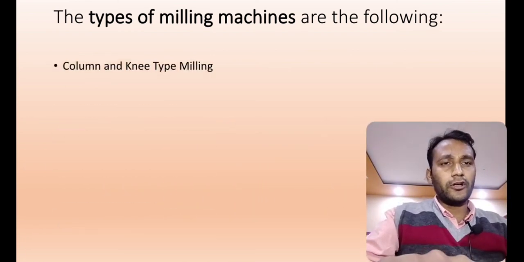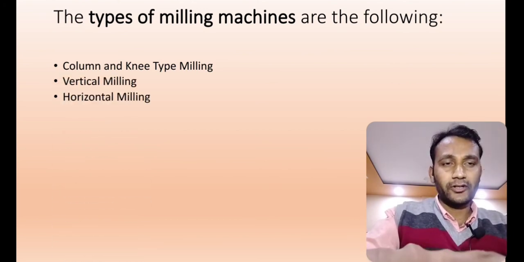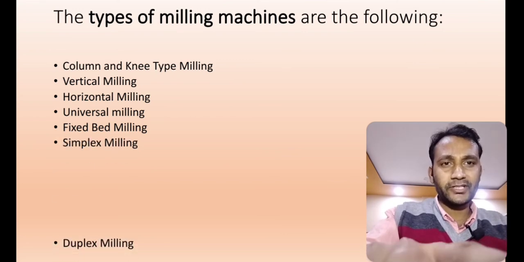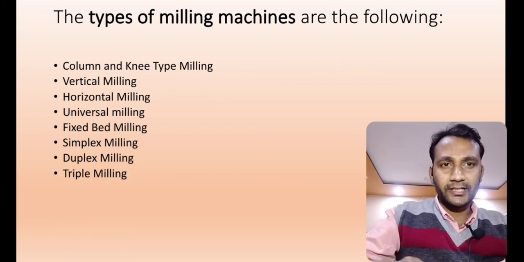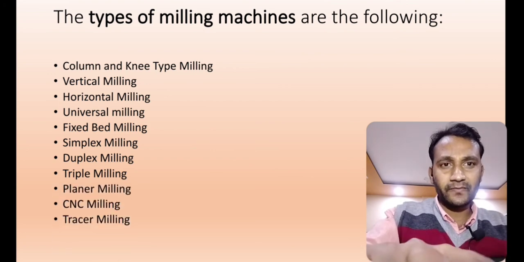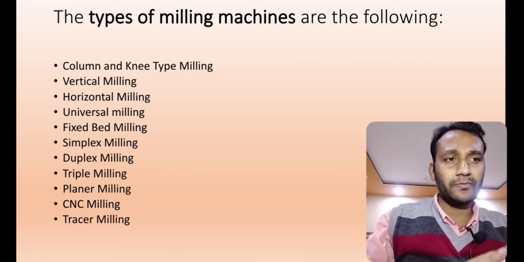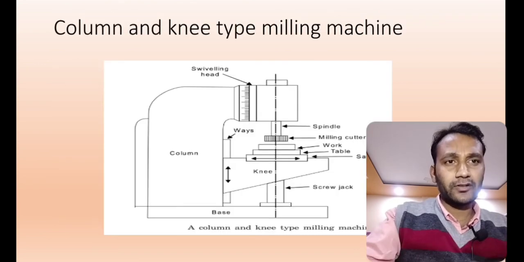First is the column and knee type milling machine, second is the vertical milling machine, third is the horizontal milling machine, fourth is the universal milling machine, fifth is the fixed bed type milling machine, sixth is the simplex milling machine, seventh is the duplex milling machine, triplex milling machine, planer milling machine, CNC milling machine, and tracer milling machine. This is the list of the types of milling machine which are being used in the industry for various purposes, in order to perform various tasks. So first let us see the column and knee type machine.